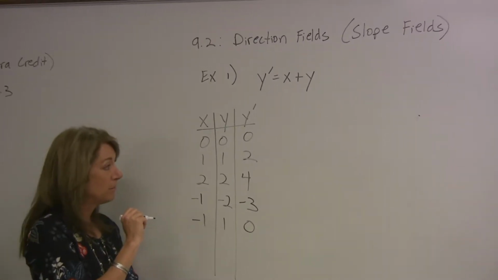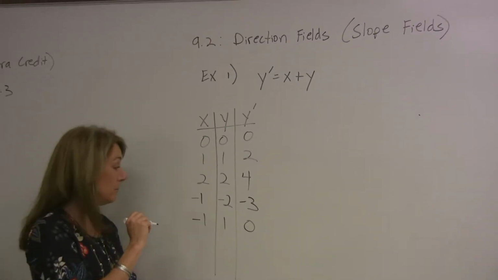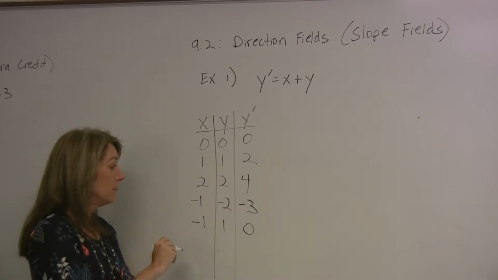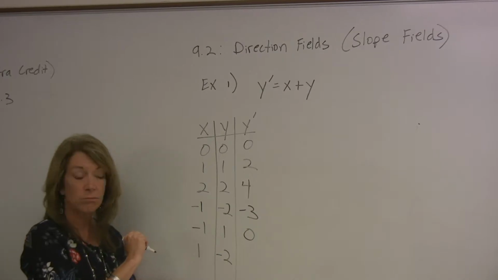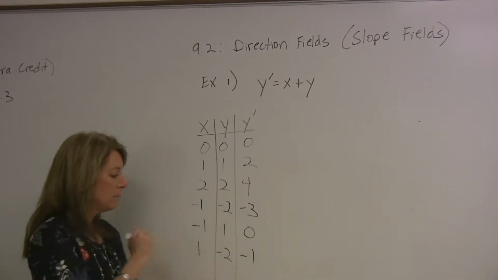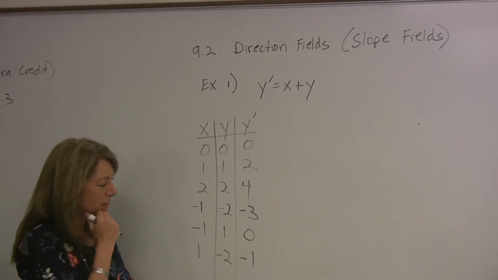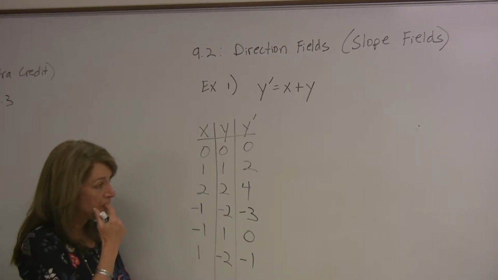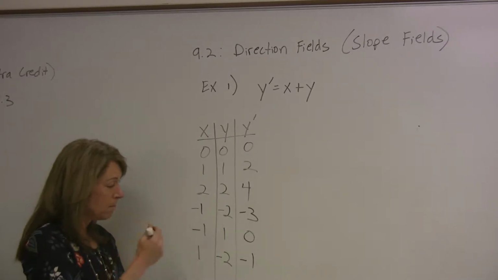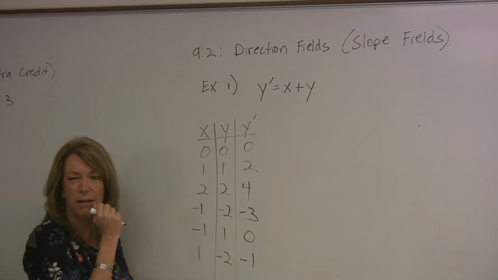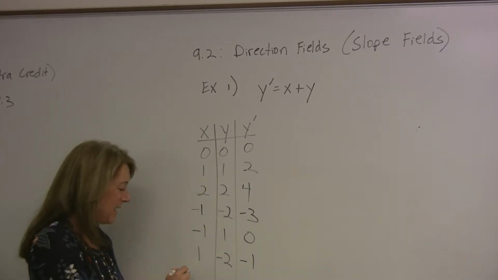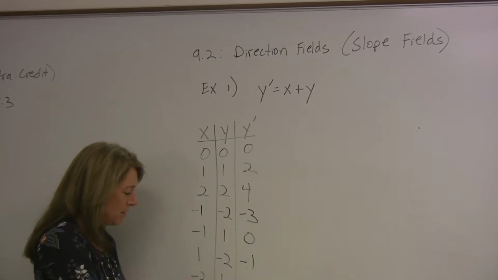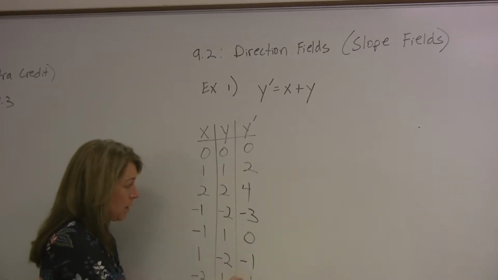Let's do a couple more. Who else wants to try? Did you say 1, negative 2, Joseph? 1, negative 2. Slope will be negative 1. Can you give me another pair where the slope comes out negative? I want it to fit on the scale, though. You're right, though. I want to be able to draw it there. Negative 2, 1, is that what I heard? Yeah. So that's negative 1.